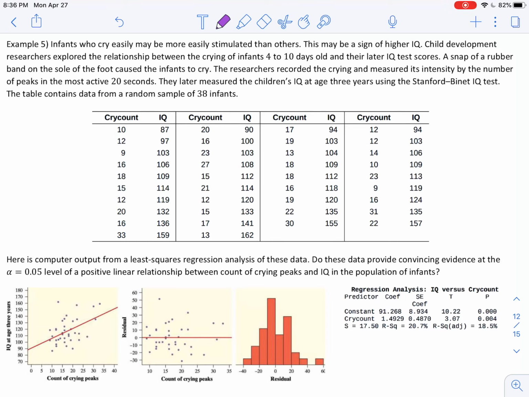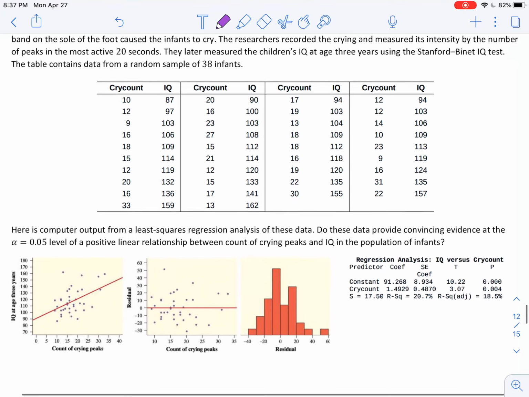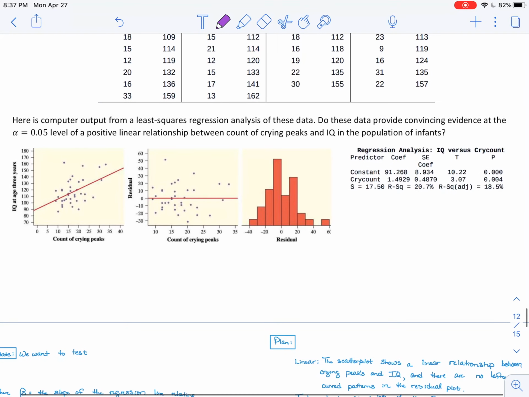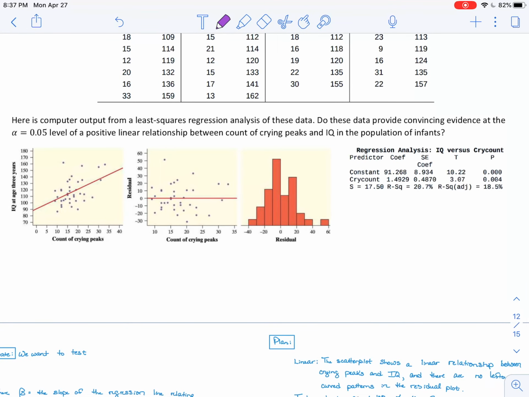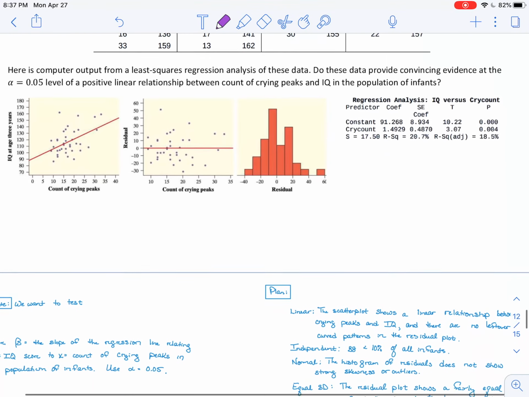So for example, infants who cry easily may be more easily stimulated than others. This may be a sign of higher IQ. So they wanted to explore this relationship between crying infants and their IQ test scores later. They snapped a rubber band on the sole of the feet of infants, which seems a little cruel, but they recorded their crying times, measured the intensity, and then checked their IQ later. Now they did this for 38 infants. We have the data here.